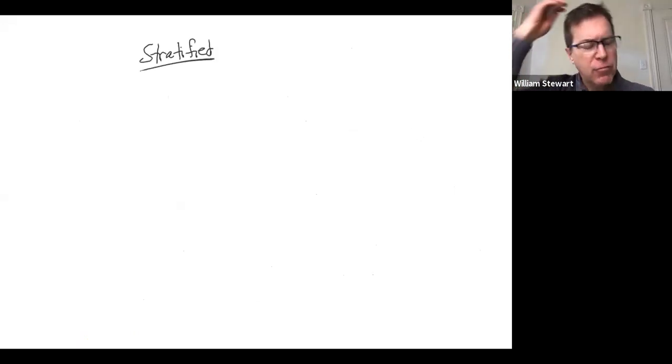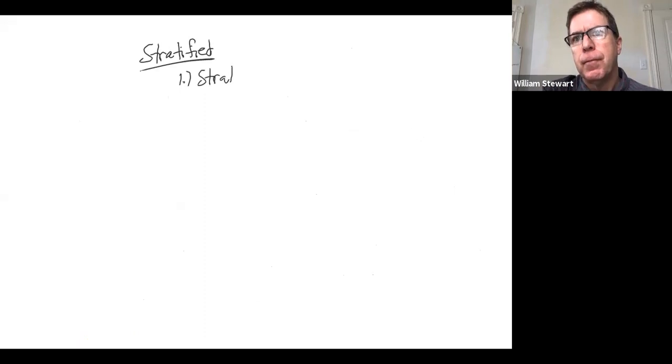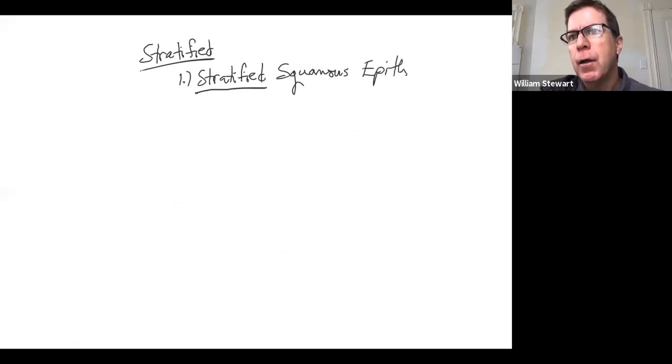And we'll list them. I'm going to try to go in the order of your book. Stratified squamous epithelium. You know what this is now because we've defined it. More than one layer of flat cells that covers a surface.